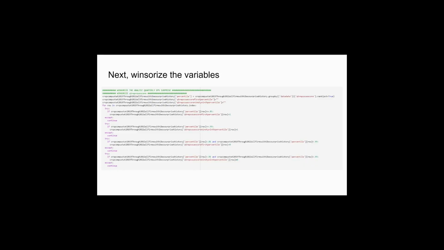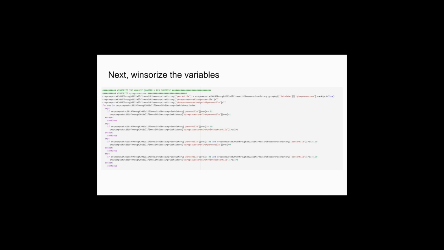Okay, next we Winsorize the variable. So Winsorize means we drop anything below the first percentile or above the 99th percentile. And the reason we do this is we want to drop the extreme outliers, right? And why do we want to drop the extreme outliers in our data? Because it throws off our regressions, right?